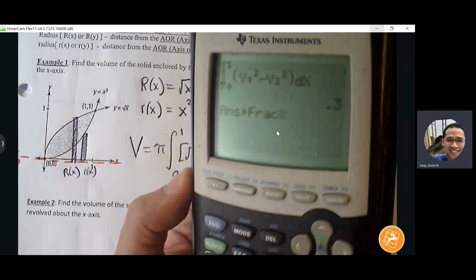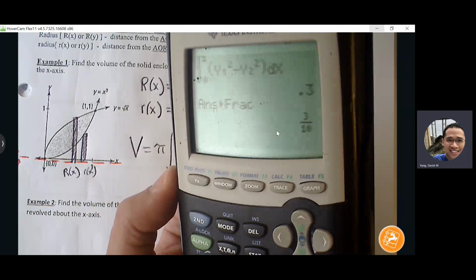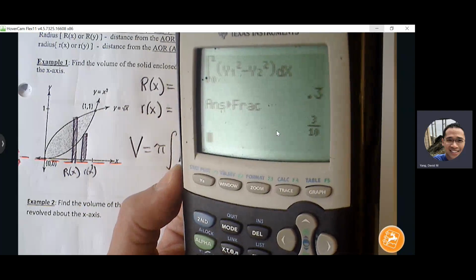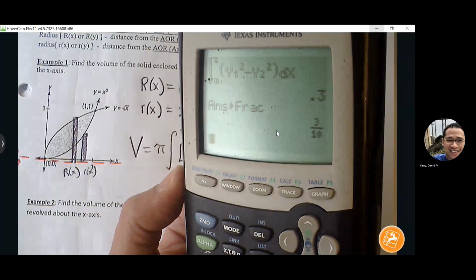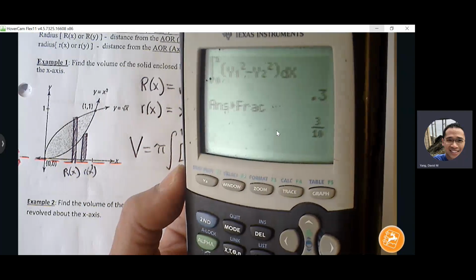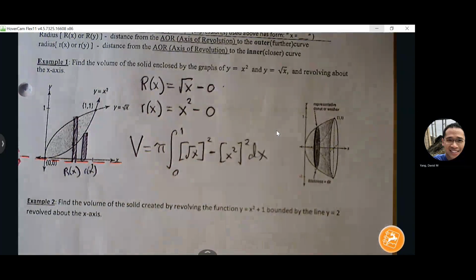Okay, math fraction, this will get me 3/10. That's the volume of this bowl. And I have to make sure I include what at the end? Pi.